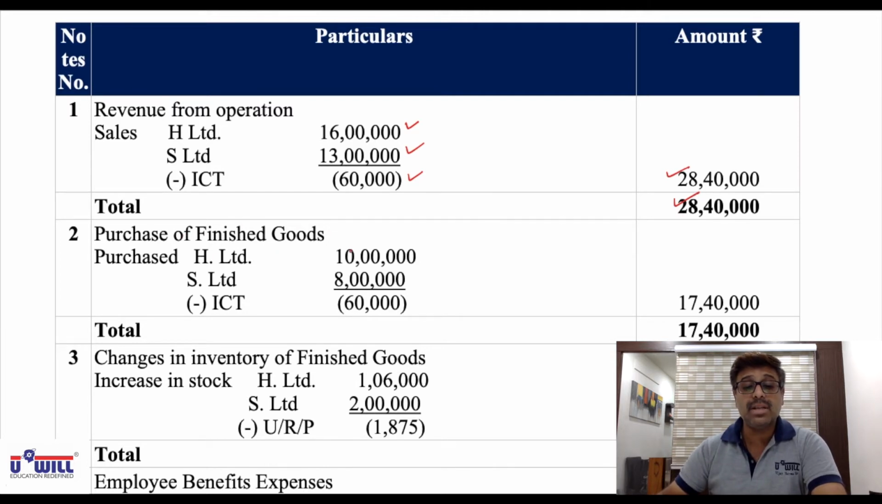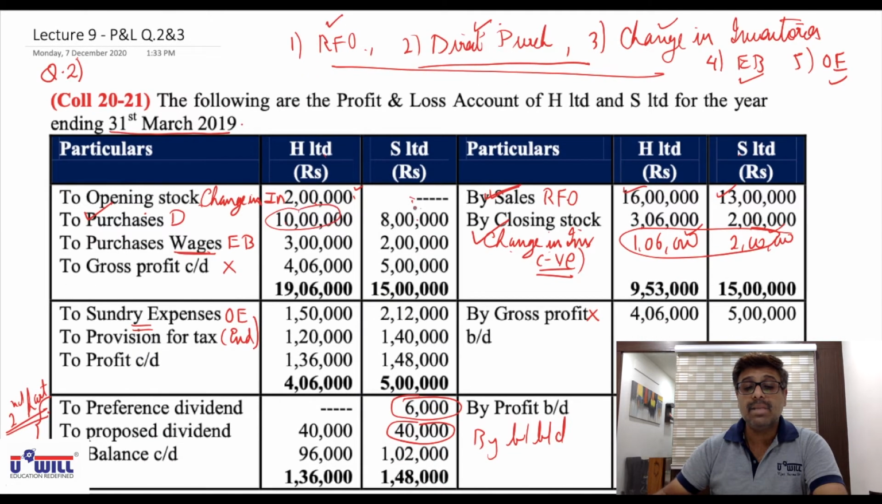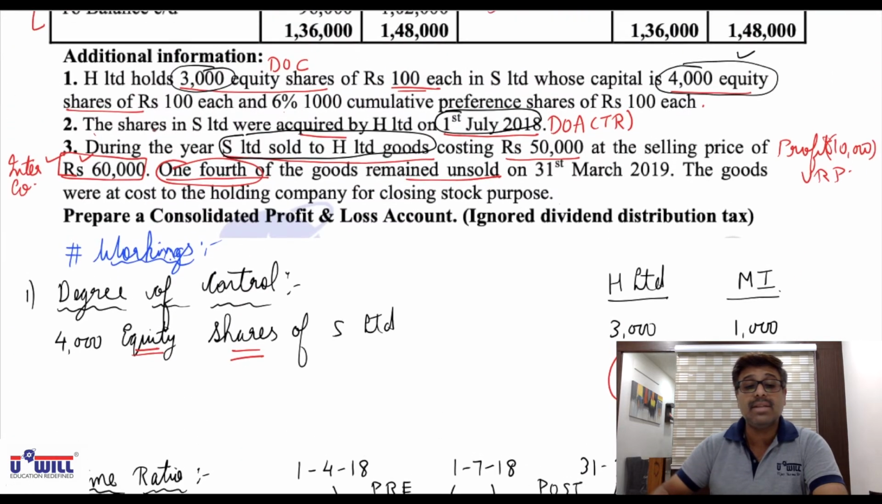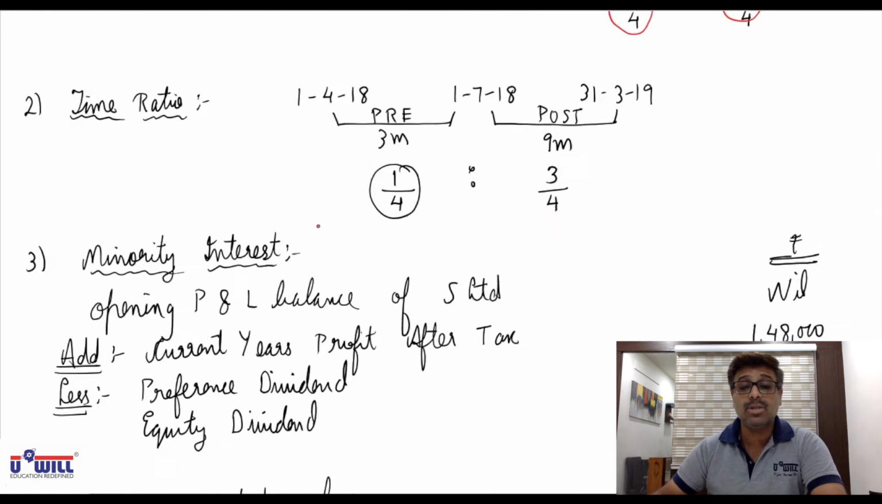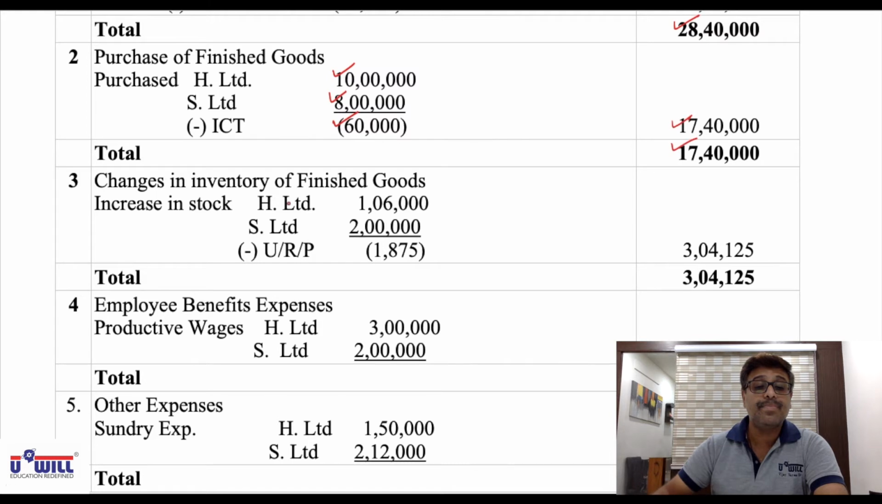Purchases of finished goods, H Limited 10 lakhs, S Limited 8 lakhs, minus intercompany transaction 60,000, okay, you all can see here 10 lakhs plus 8 lakhs minus intercompany transaction here is 60,000. So you all must get in the outer column 17 lakh 40,000.